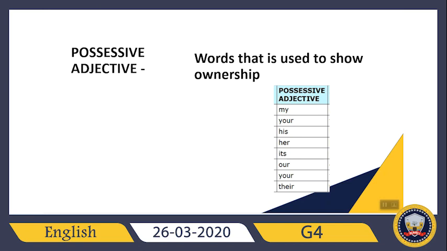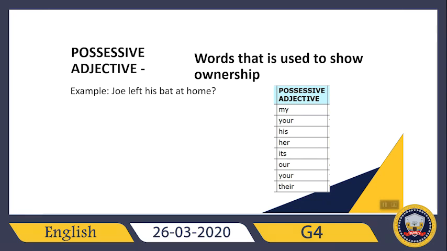So, possessive adjectives are words that are used to show ownership. Example: John left his bat at home. Pardon me for that. John left his bat at home. So, if I want to tell you the possessive adjective is what? Is.